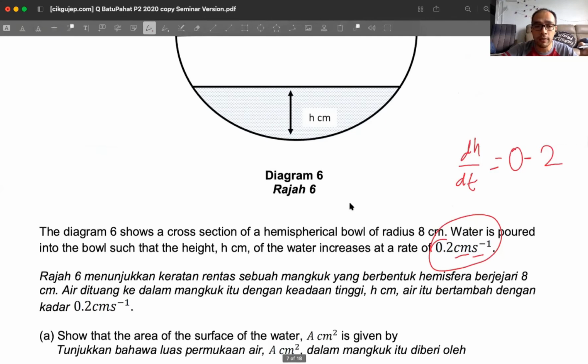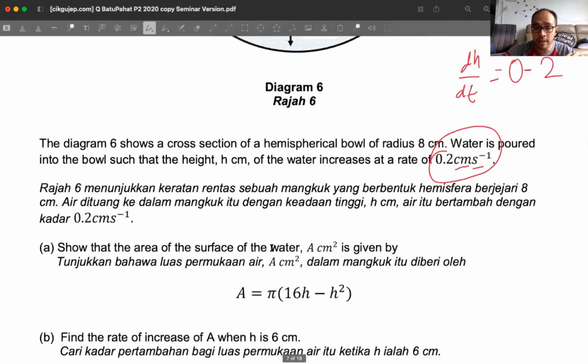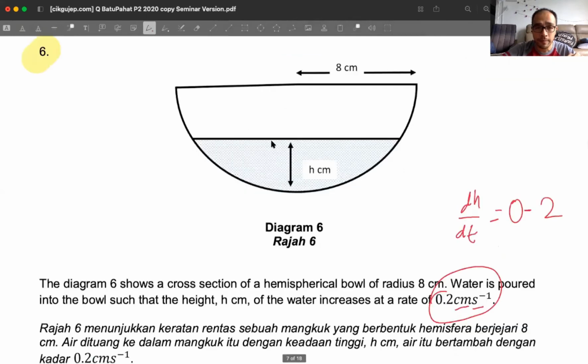First of all, show that the area of the surface of the water is given by this. That means this area over here, not this area, but the water area. At first, when I looked at this question, I thought it was asking me to count this area. Actually, it's not. It's counting the area like that.